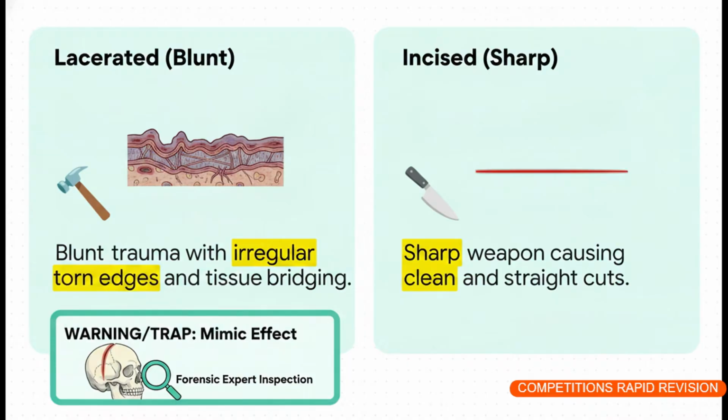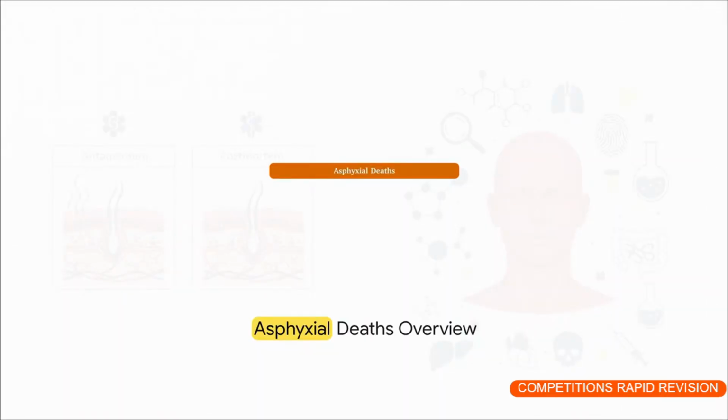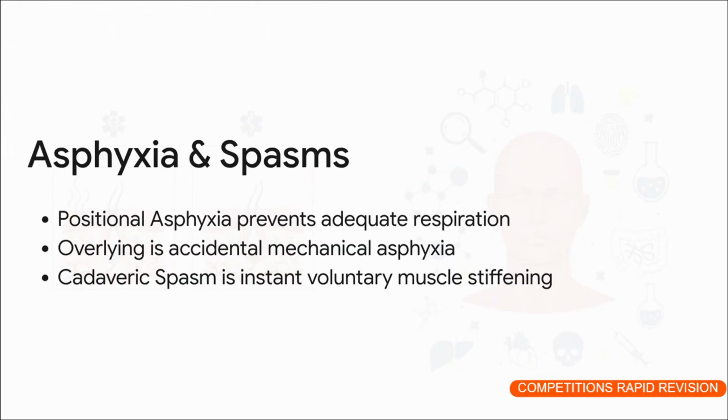Section 3 is all about asphyxia and drowning, where mechanical obstructions and modern biochemical markers are incredibly high yield. So the crucial point here is differentiating these terms. Positional asphyxia happens when the body's posture itself physically prevents adequate breathing. You have to differentiate that from overlaying in pediatric cases, which is accidental mechanical asphyxia, like, say, a deeply sleeping adult rolling onto an infant.